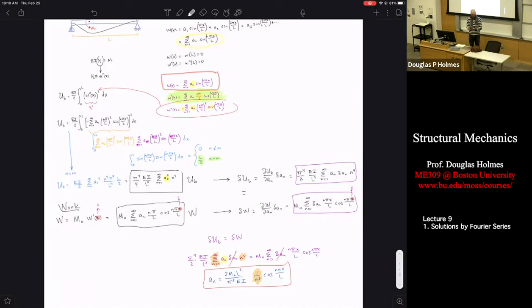Let's take a break. Feel free to throw any questions at me either in the chat or out loud. And then if my computer's not dead, I'll try to show you how this solution looks so that it stops looking like a mess of equations and looks like something useful. But let's take a break until like 10:16 or something.